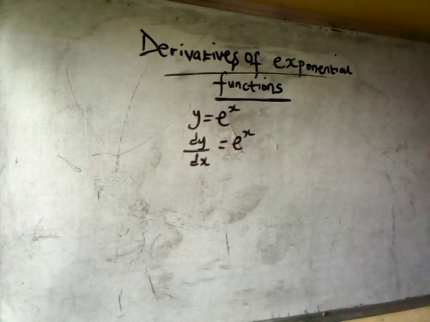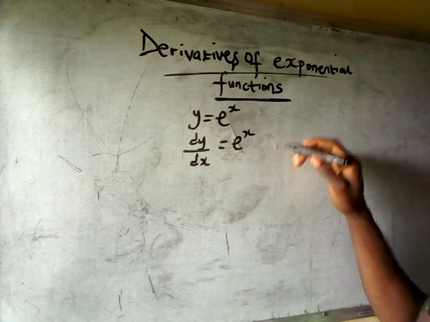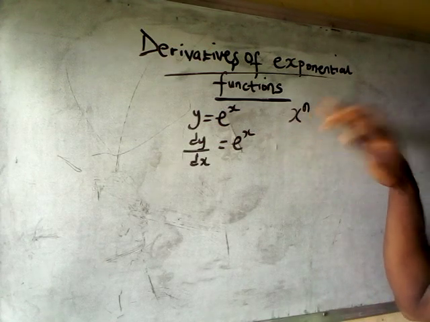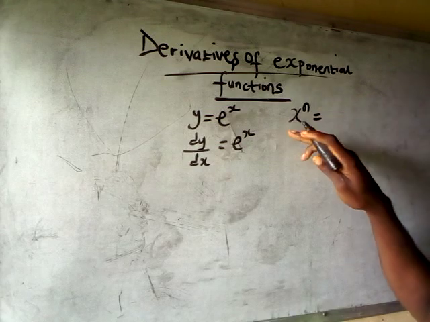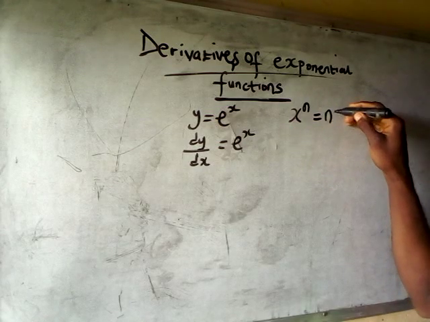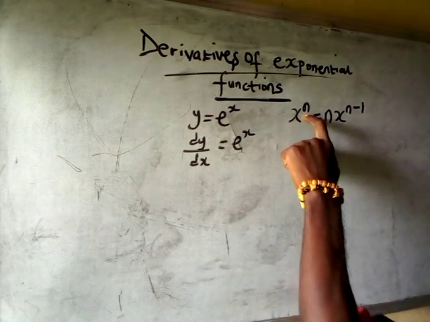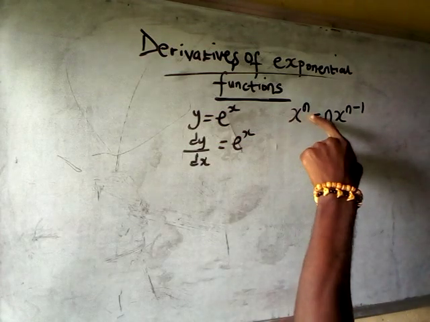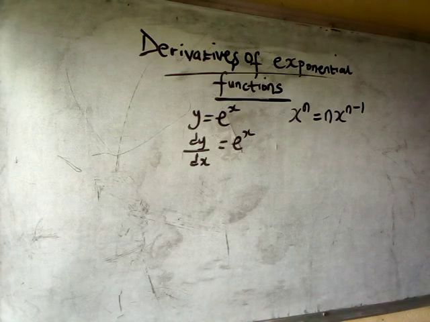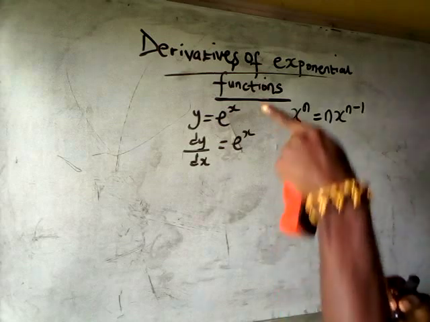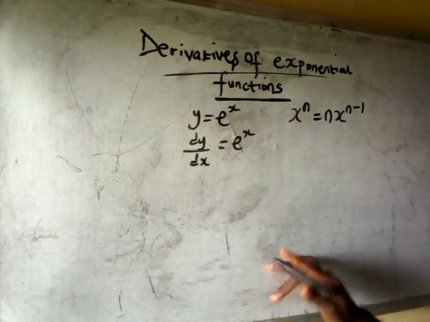The formula for differentiating is: if we have x raised to power n, the derivative of this is n x to the power n minus 1. That means the power goes in front, then we subtract 1 from the power. Okay, let me return to the topic of the day.